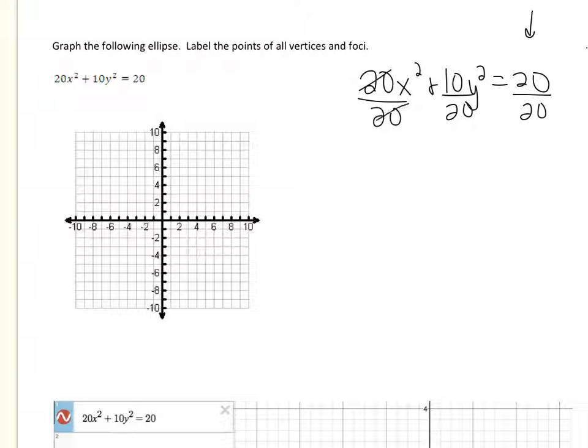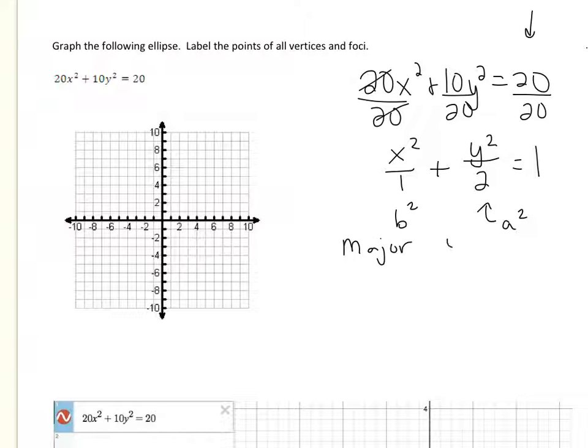20 over 20 is 1, so I can write this as x squared over 1. 10 over 20 reduces to 1/2, so this is y squared over 2 equals 1. What this tells us now is here is my a squared, and here is my b squared, because remember, a squared is always larger. So the major axis is going to be the y-axis, because the bigger number is again under the y.